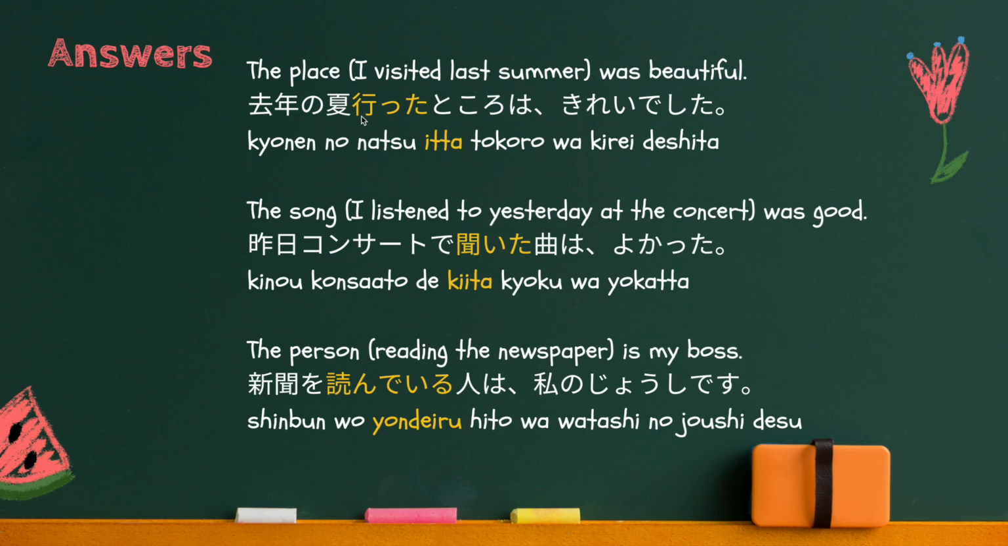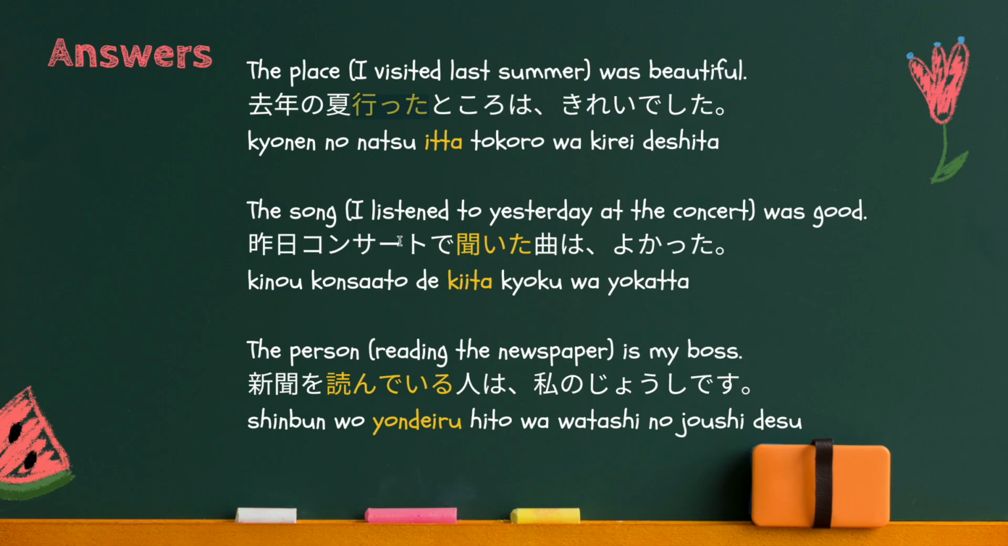去年の夏行ったところは綺麗でした。So "I visited last summer" is explaining the place in more detail. 去年の夏行った is this part. This comes right in front of the noun it modifies, ところ, place. It should be in the plain form, 行った。Next one. The song I listened to yesterday at the concert was good.